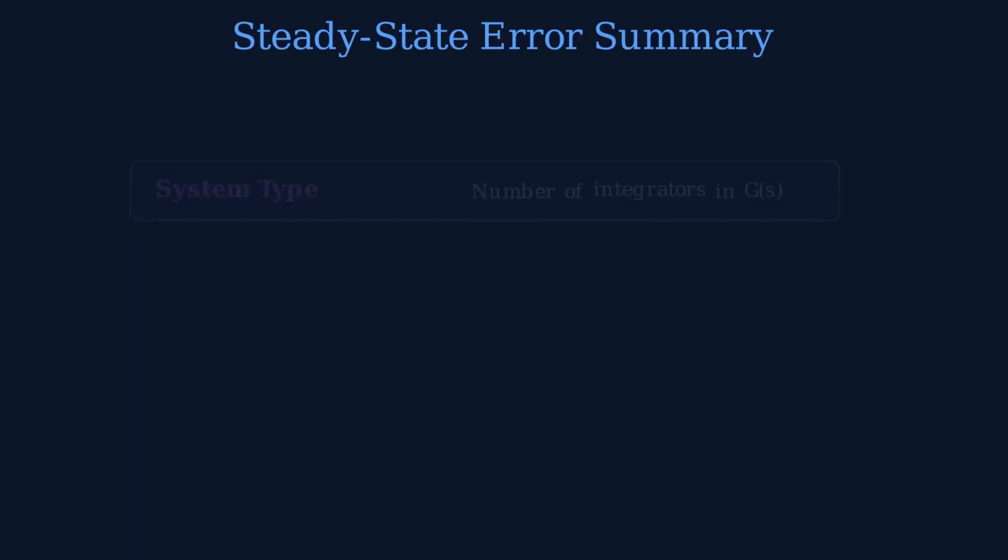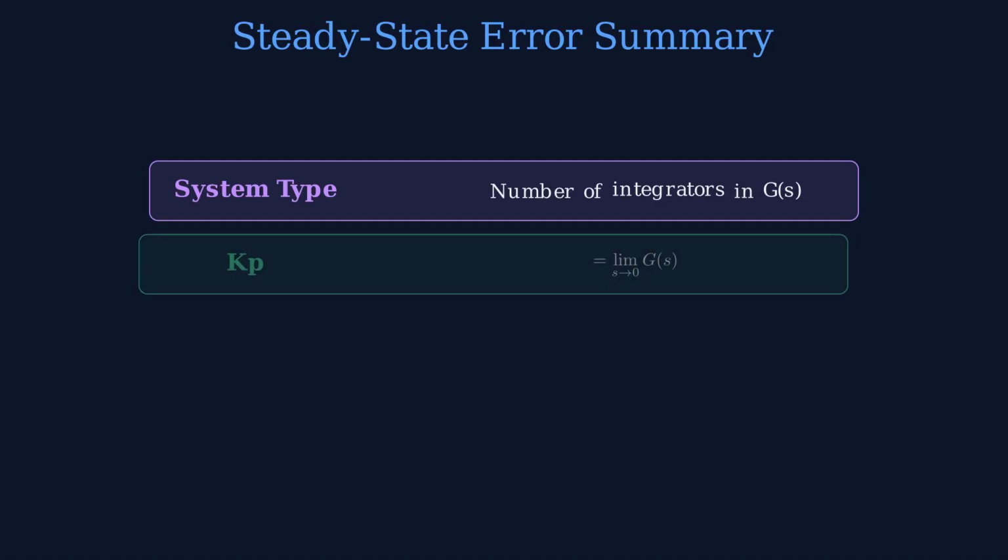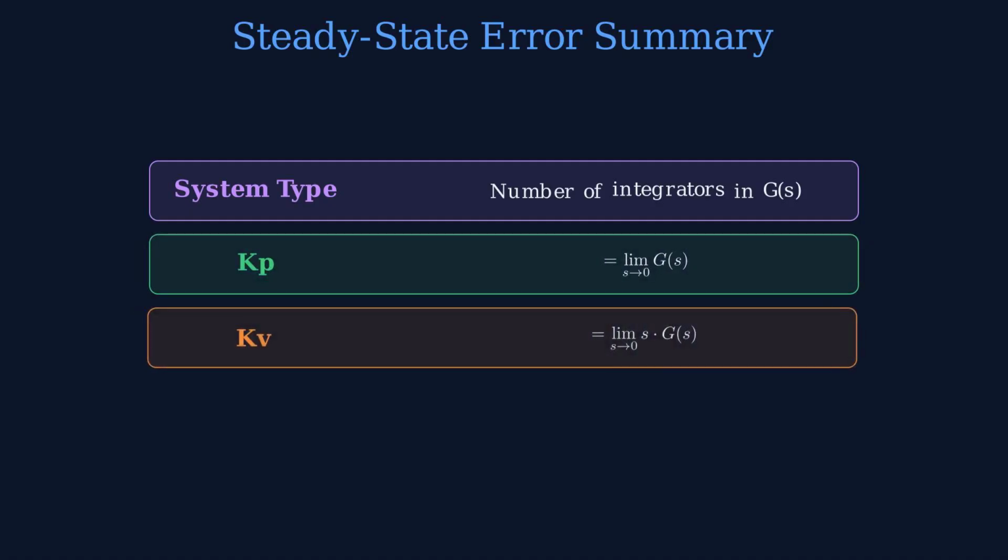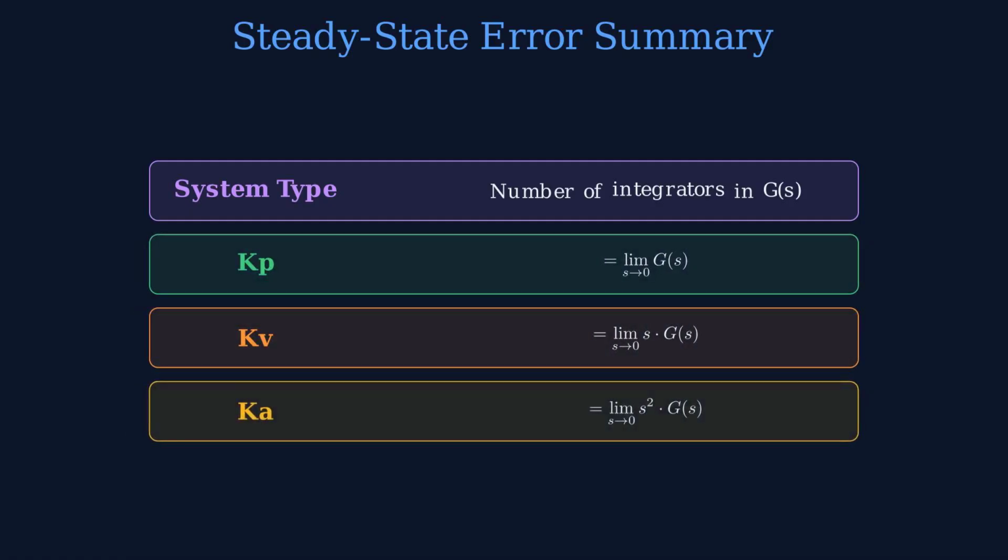To summarize, steady-state error depends on two things: the input type and the system type. The position constant Kp, velocity constant Kv, and acceleration constant Ka are found by taking limits of G(s). The error table tells us everything. Higher system type means lower error for each input. In the next lesson, we study the root locus method, which shows how closed-loop poles move as we change the controller gain.